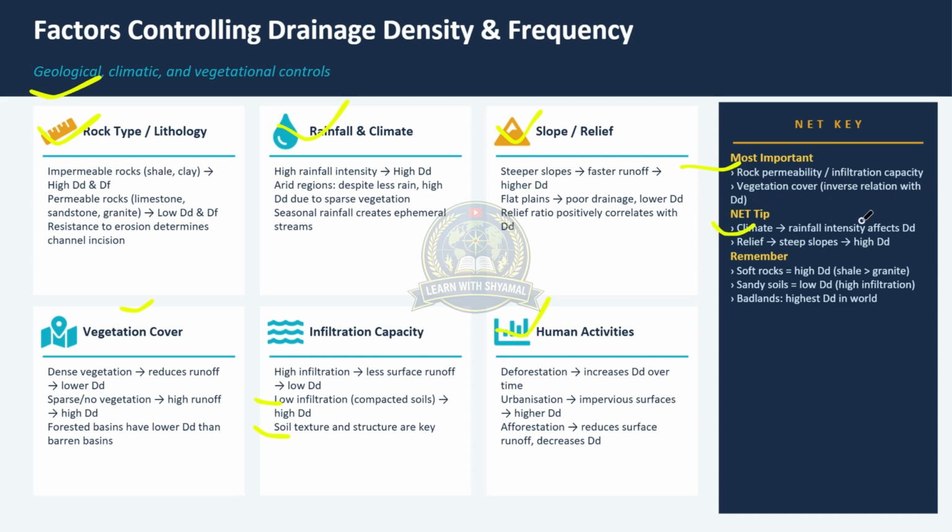Climate: rainfall intensity affects drainage density and relief. Steep slopes, higher drainage density. Soft rocks, higher drainage density. Shale is softer than granite. Sandy soils, low drainage density, high infiltration. And badlands have the highest drainage density in the world.